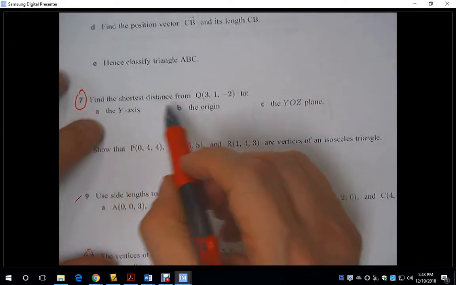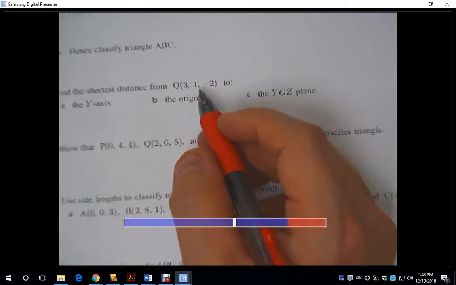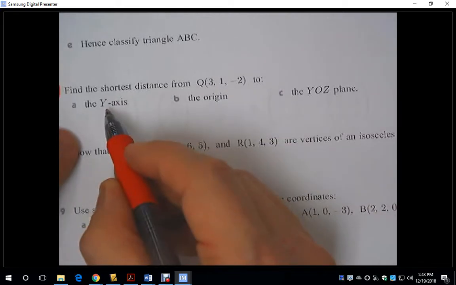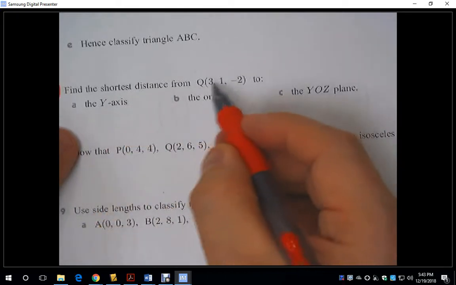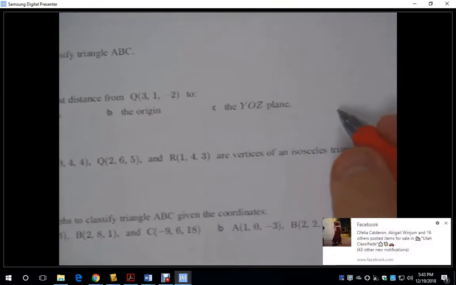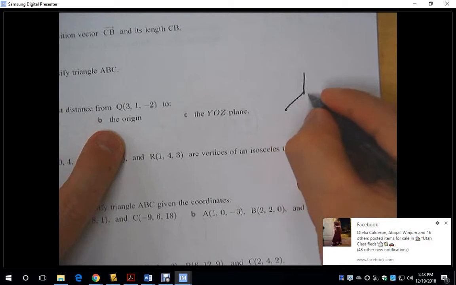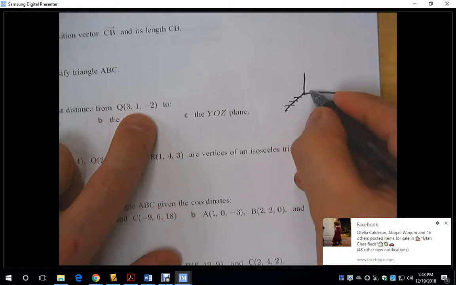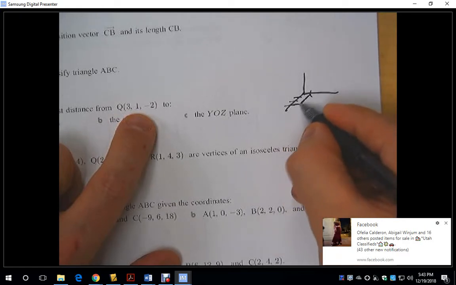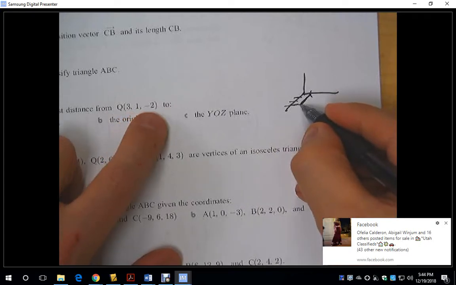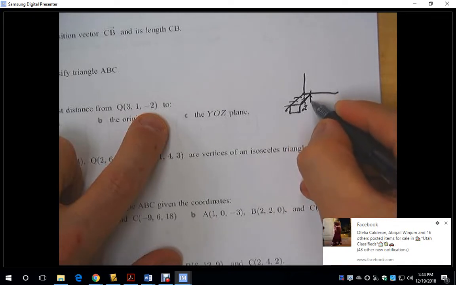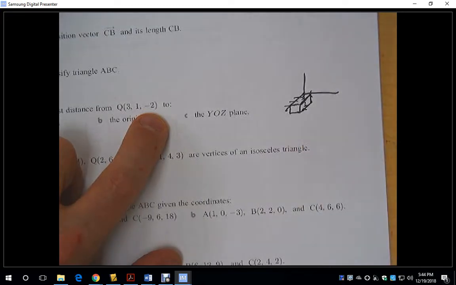It says, find the shortest distance from this point Q, (3, 1, -2), to the y-axis. Well, this is some point that's hovering out in space. In fact, let's draw this out. So we have our Cartesian grid, 3 units forward, 1 unit to the right, and then 2 units down. So we're looking at a point that's going to be about here.